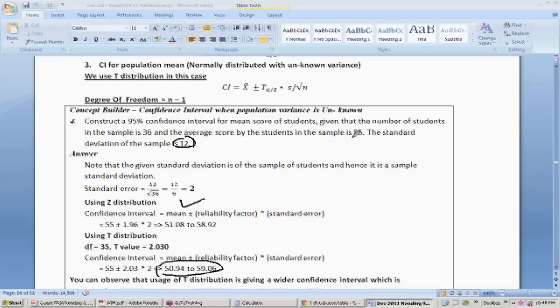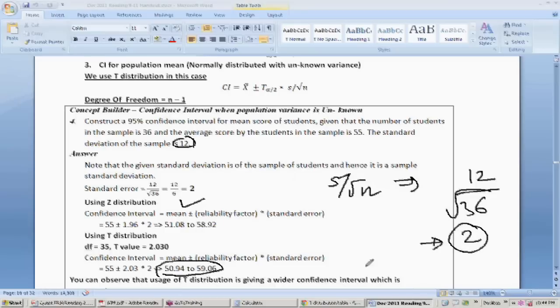So for the 95% confidence interval, first you will find out the standard error. Standard error is given as S by root N. S is 12, root N is root of 36, which is 6. So your standard error is 2, and you have to create mu plus minus Z sigma by root N. For 95%, Z is known as 1.96 if you do this.